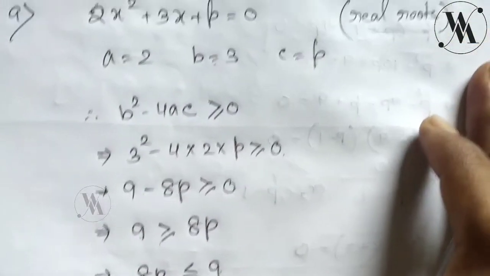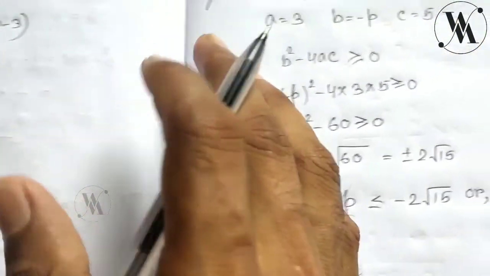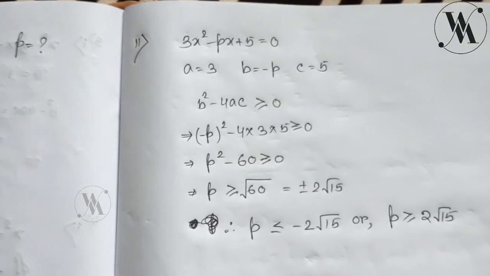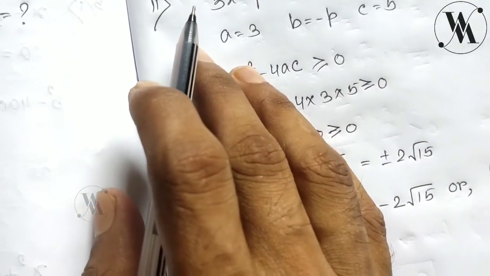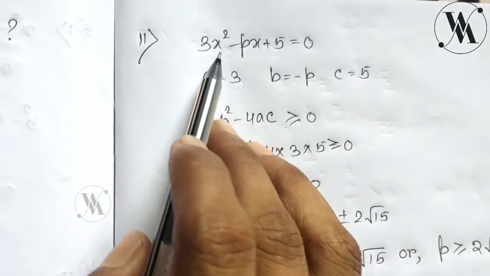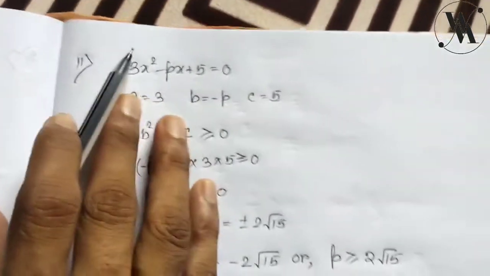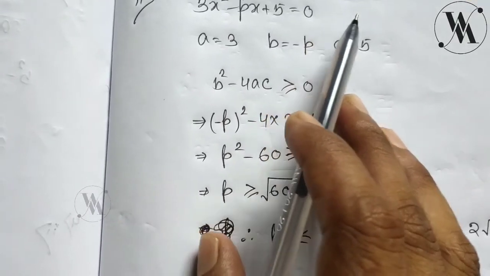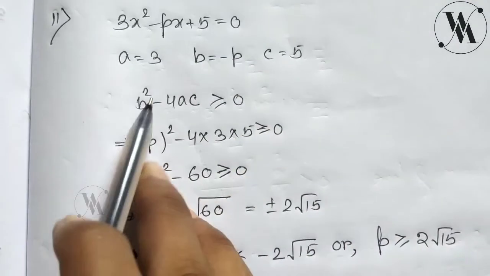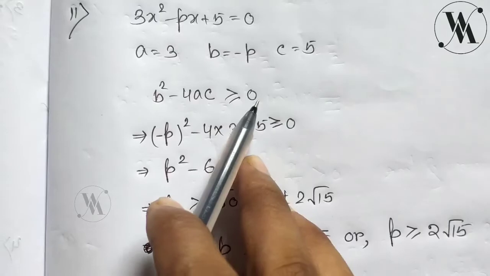Okay, now sum number 10 is the same as sum number 9. So now we are going to solve the last problem in this exercise, that is sum number 11. In sum number 11, find the values of p for which the equation 3x square minus px plus 5 equal to 0 has real roots. Again real roots, that means b square minus 4ac greater than or equal to 0.